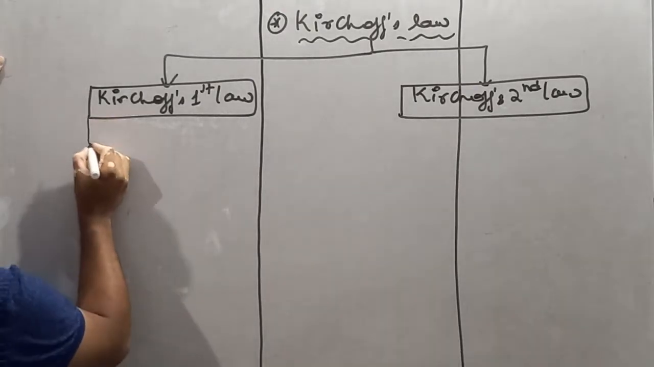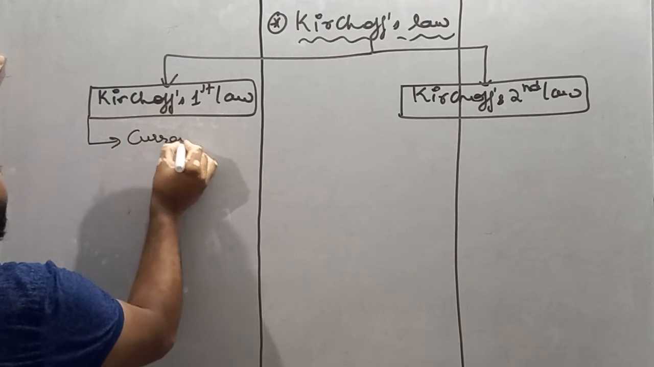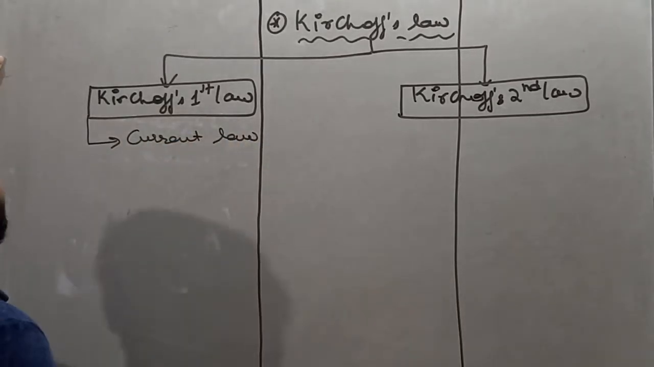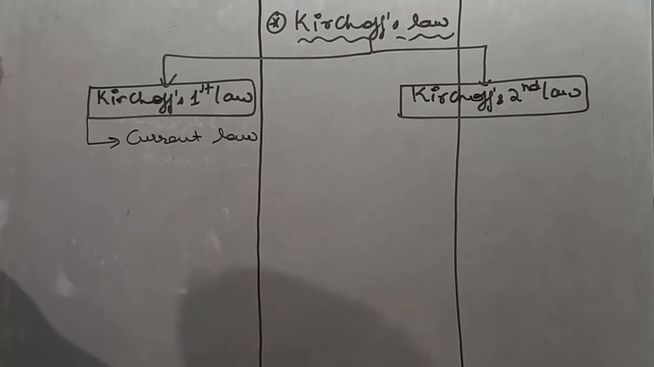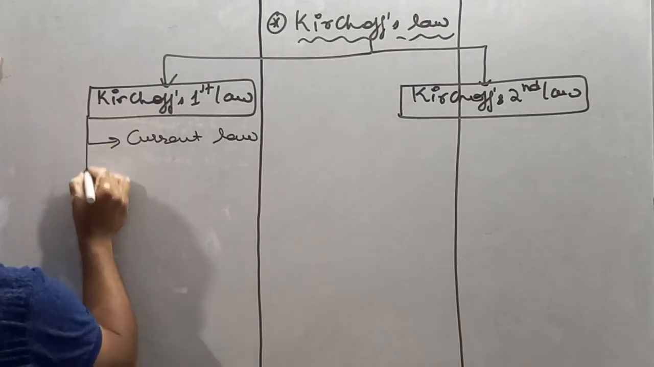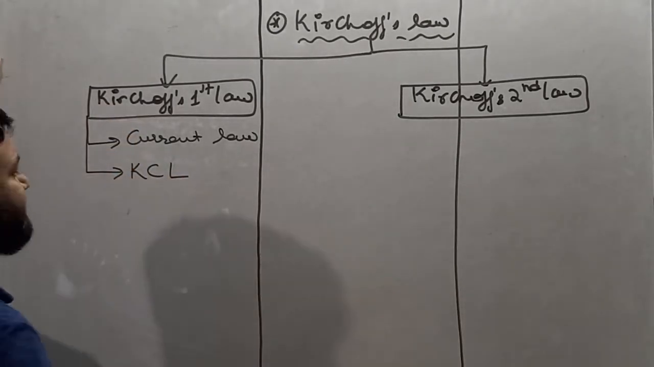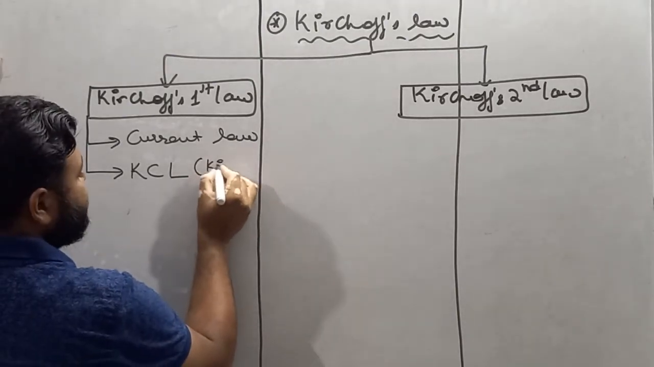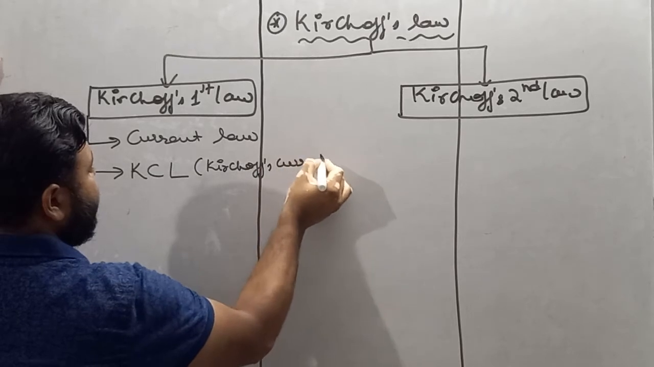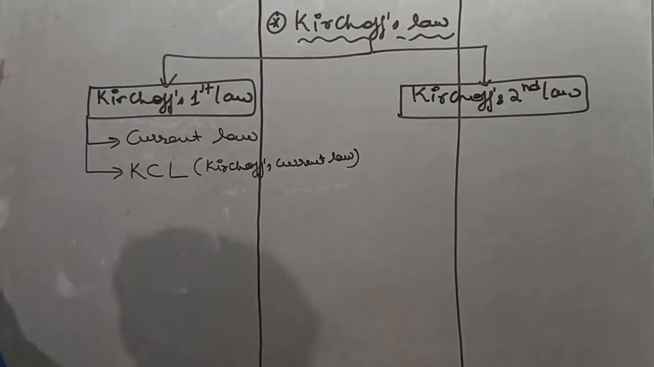Now see my dear student, this first law is also called the current law, or we can say Kirchhoff's current law, and in short form sometimes we write it as KCL. KCL means Kirchhoff's current law.